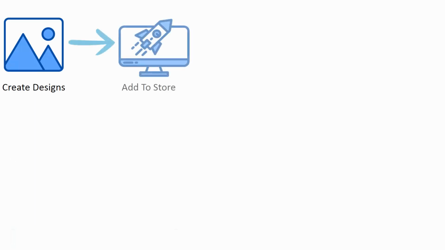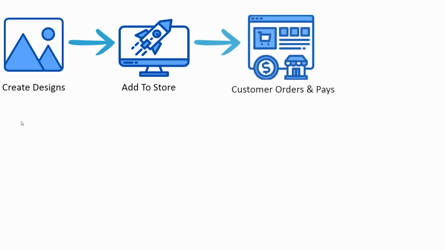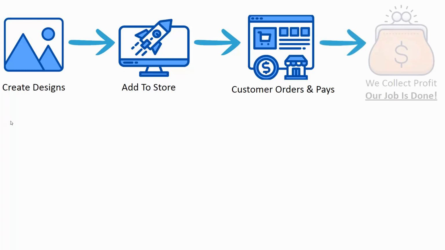Here's exactly how it works. You're going to have designs for your print on demand products. You're going to then add those products into your store, and I'm going to show you exactly how to do that over the shoulder later in this video. Once those products are in your store, of course, a customer can come in and, just like any product, they could order the product and pay for it. Best part of this business is right here. Our job is done. We collect our profit, we sit back and we relax. There's nothing else for us to do.